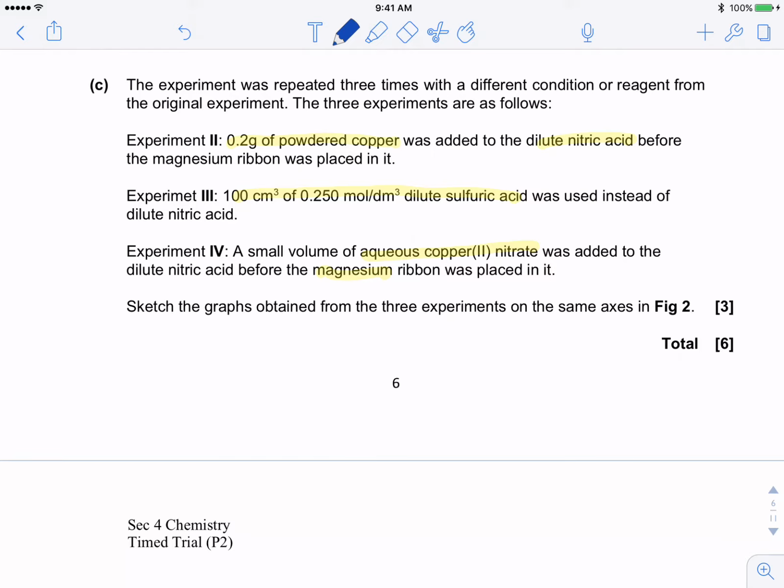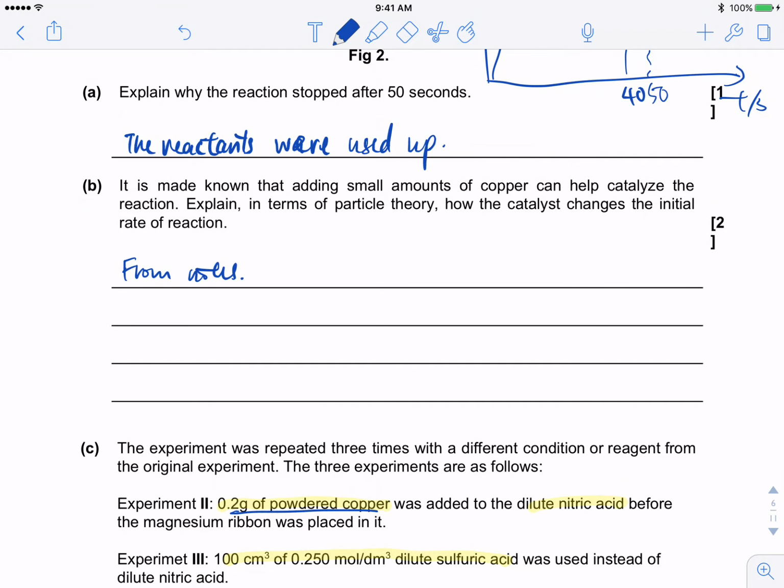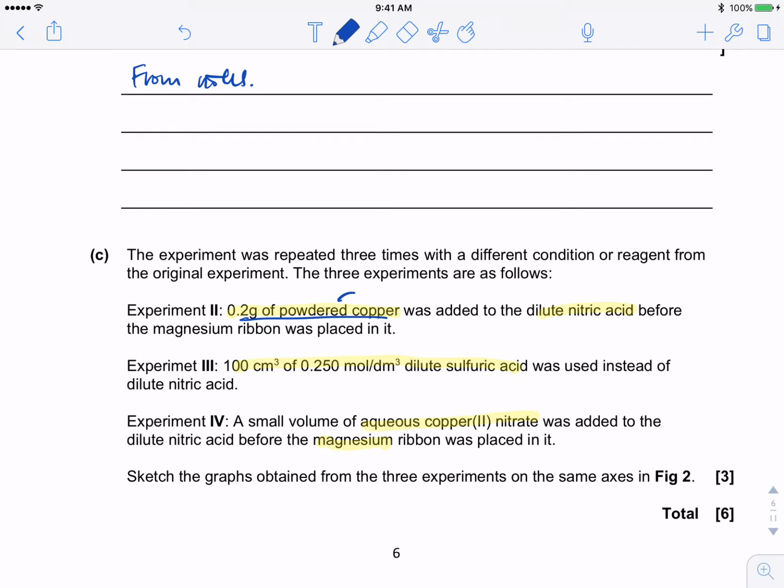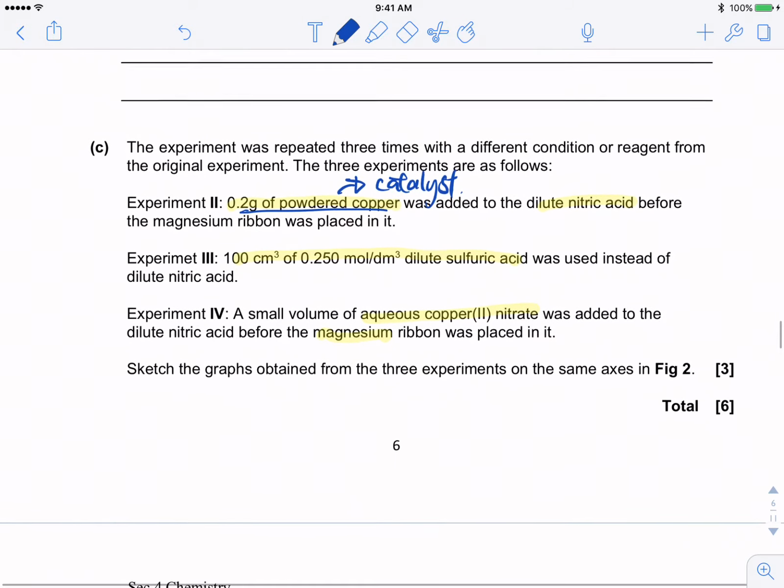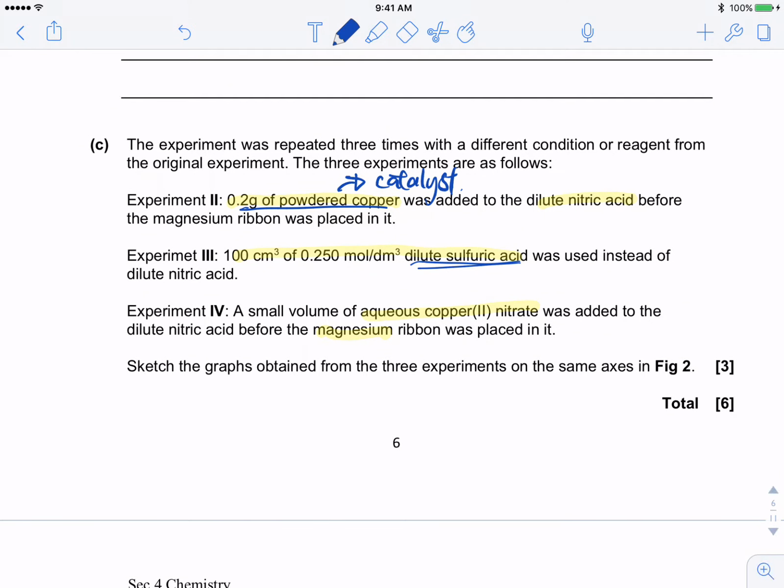So this time, I'm adding some powdered copper to the acid before I add my magnesium ribbon. It's already stated here that a small amount of copper is a catalyst, so what this is, is that there's a presence of the catalyst. Secondly, I'm adding dilute sulfuric acid instead of nitric acid.